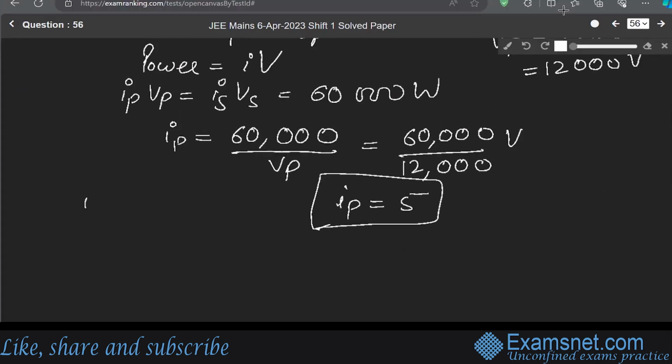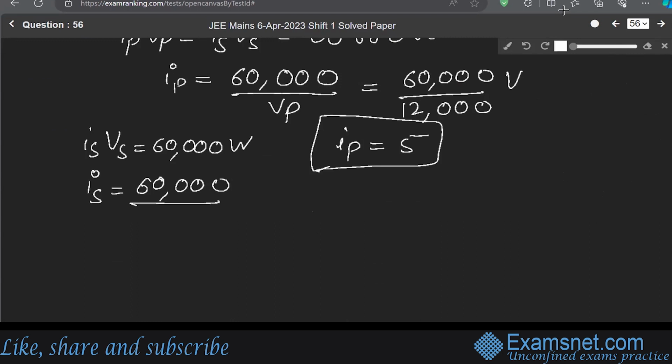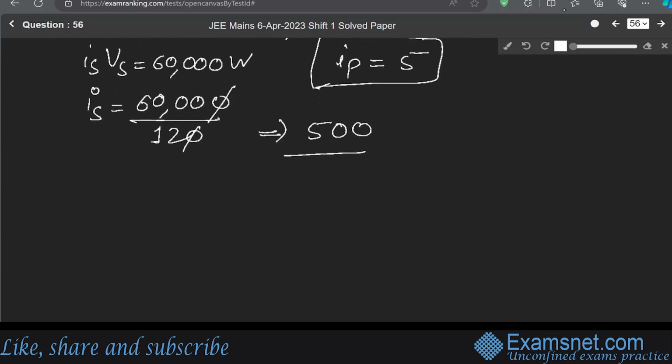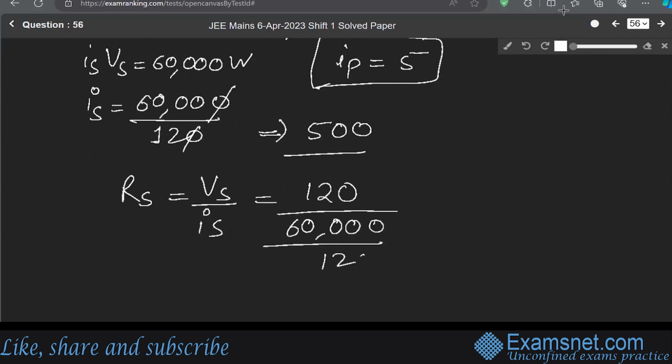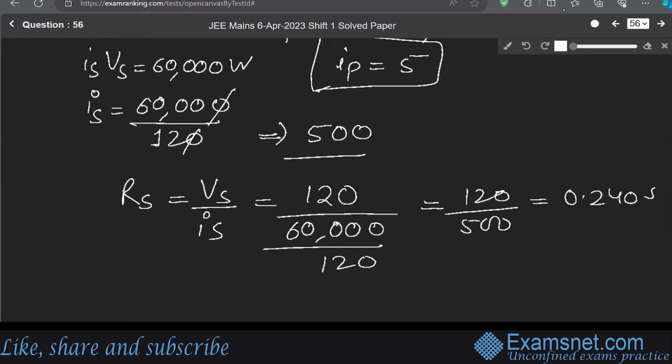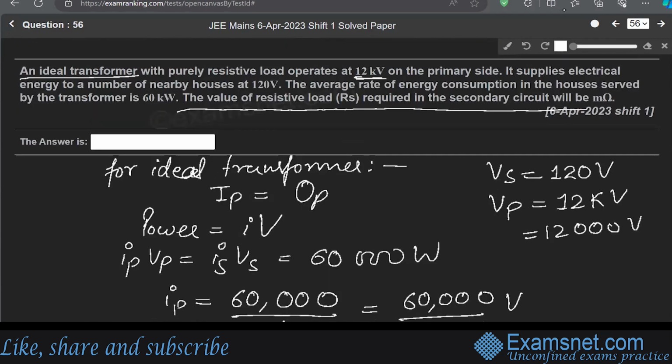Similarly, IS VS equals 60,000. So IS will be equal to 60,000 over VS, and VS is 120 volt. So it will be equal to 500. We have to find the resistive load RS required in the secondary circuit. So RS will be equal to VS over IS, which is 120 over 500, equal to 0.240 ohm. It will be equal to 240 milliohm.